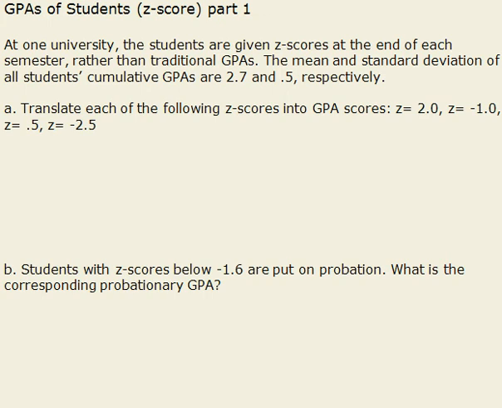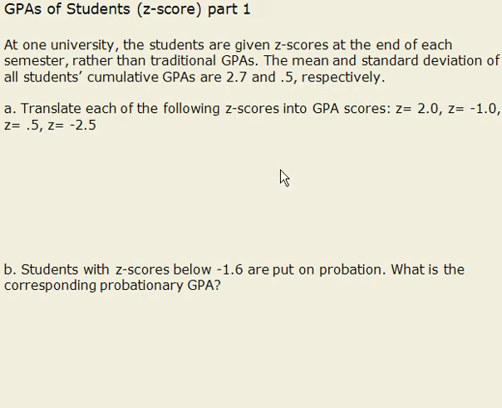In this question, a university gives z-scores instead of GPAs, and they want us to translate z-scores into GPAs, knowing that the mean and standard deviation of all students' cumulative GPAs are 2.7 and 0.5 respectively. So when we look at the z-scores they give us, we start with 2.0, negative 1, 0.5, and negative 2.5.